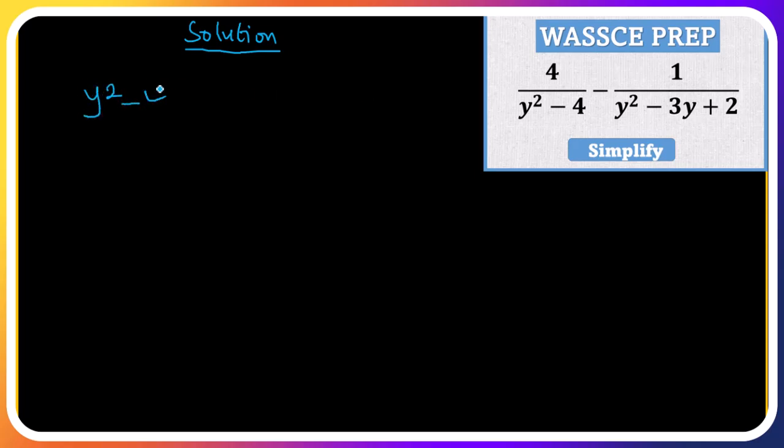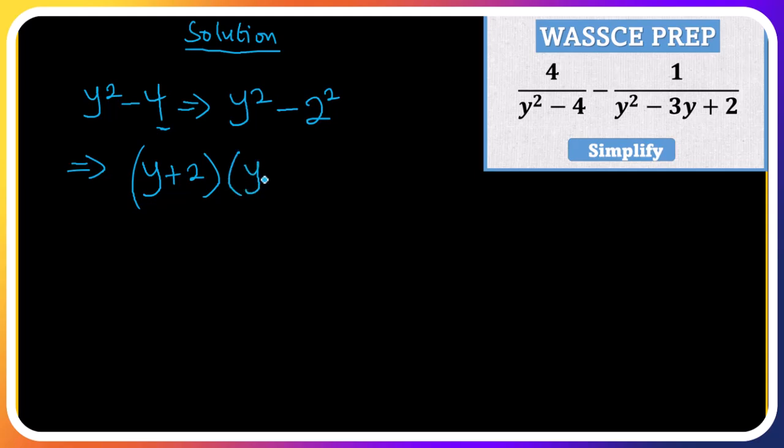Y squared minus 4 can be written as y squared minus 2 squared. So 2 squared, that's 4. So this is the difference of 2 squares and can be written in the form y plus 2, y minus 2. So the quadratic expression over here has been simplified here.